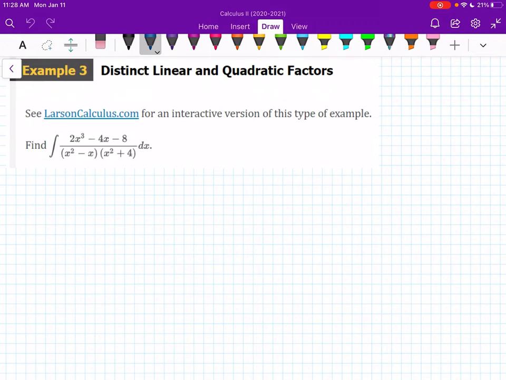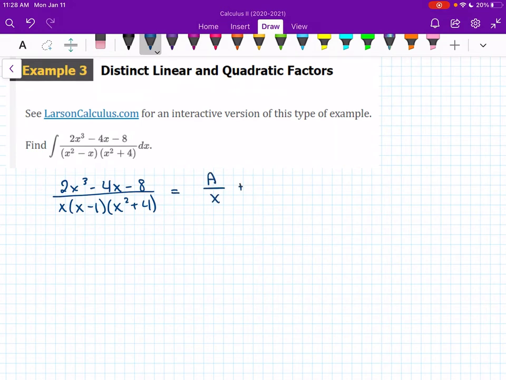So in this case, we have (2x cubed minus 4x minus 8) over (x squared minus x) times (x squared plus 4). So I'm going to go ahead and factor that denominator. My fraction then in factored form: I'm going to factor out an x of that first one, so I get x times (x minus 1), and then x squared plus 4 does not factor, so that's an unfactorable quadratic.